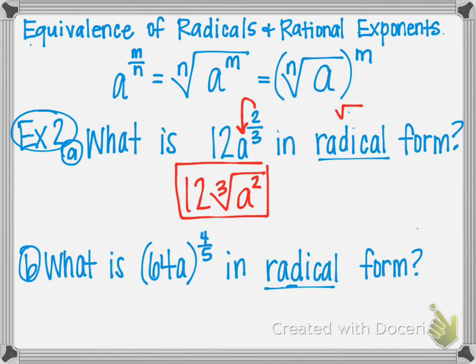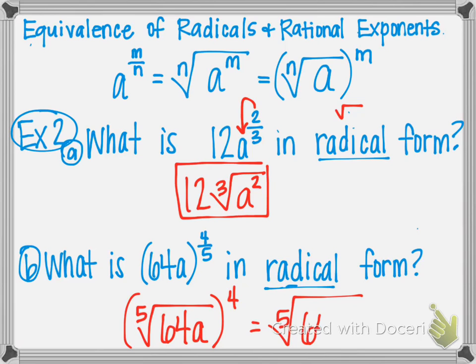And that's your answer. B, 64 and A have the exponent, so they both go under the radical. This number is your index, so it goes on the little shelf, and this number is your exponent, so it goes outside. And the other way you could have written this is the 5th root of 64a to the 4th. But you got to remember your parentheses there. Okay?